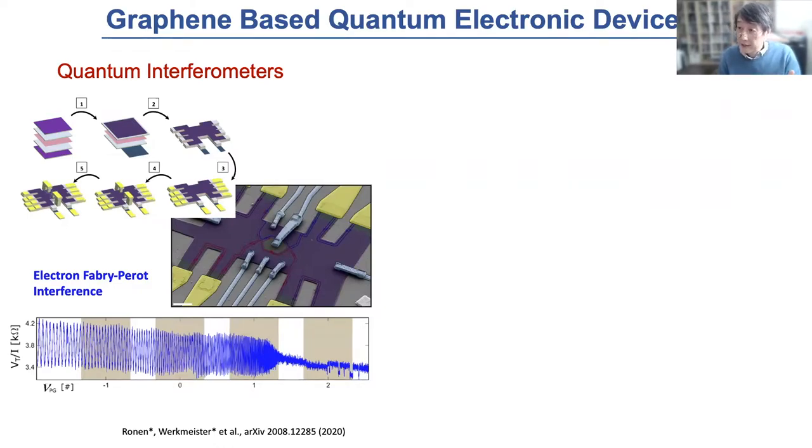On top of that, graphene is not only a good system in which you can realize a high quality electronic system, because it has no energy band gap there.